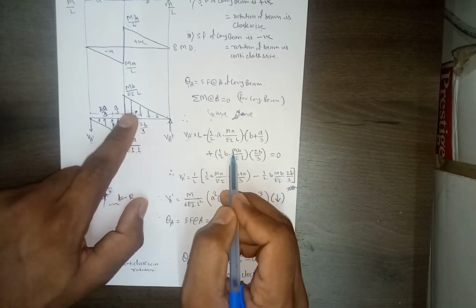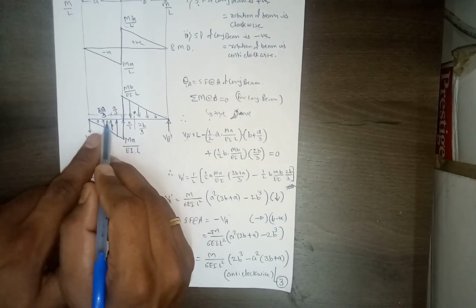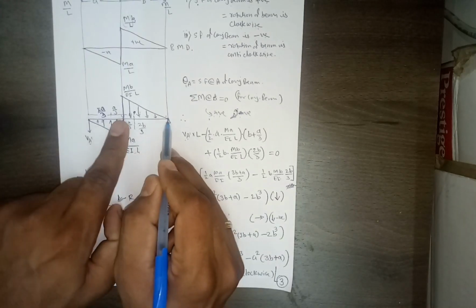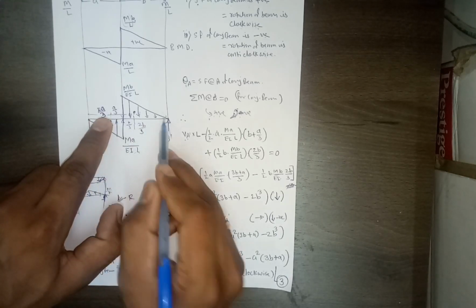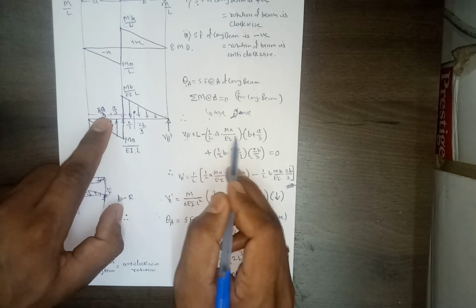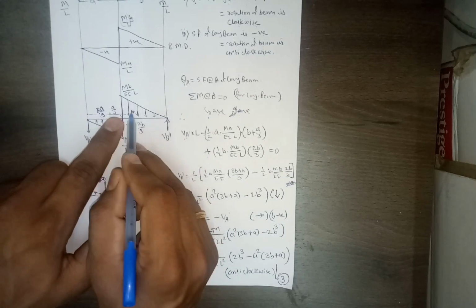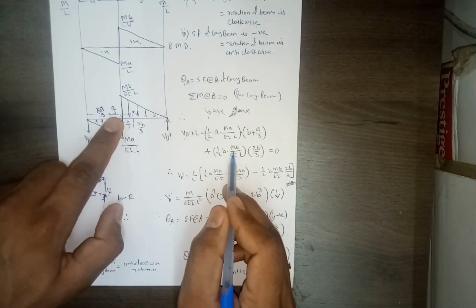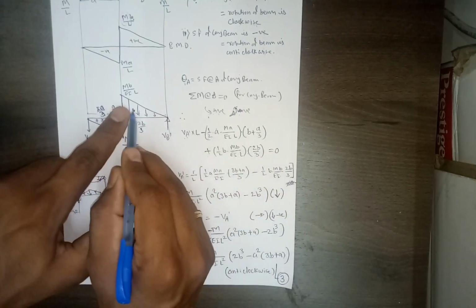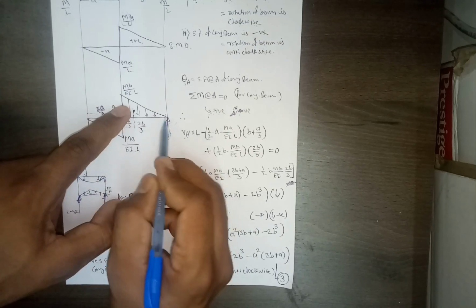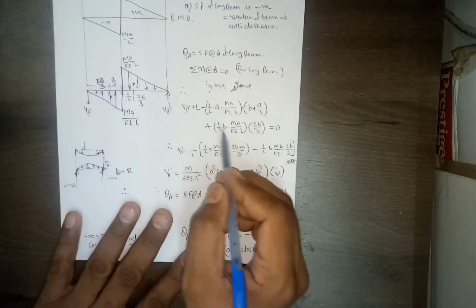Positive, again triangular load, area of the triangular load multiplied by centroidal distance. For this portion, how much will the centroidal distance be? This distance is B plus A by 3. So this much is the centroidal distance from B point. So area of triangle multiplied by B plus A by 3. And for this portion, it is again a triangular load, 1/2 base into height. Height is MB by EI into L into distance. Since the total is B, from this side it will be 2B by 3. So this is the equation that we get.